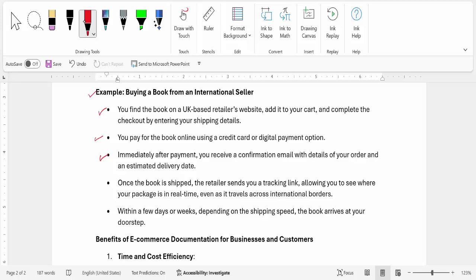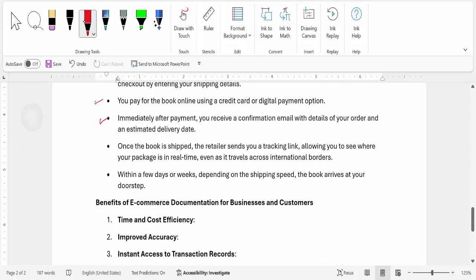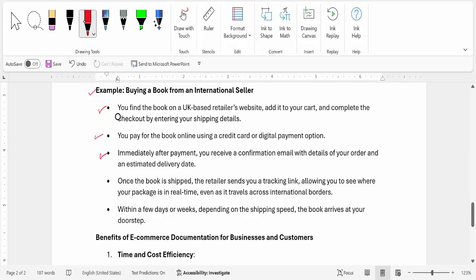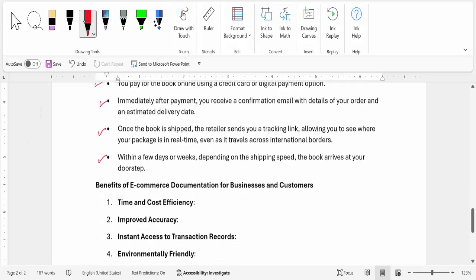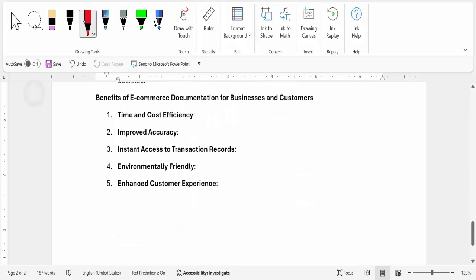Immediately after payment, you receive a confirmation email with details of your order and an estimated delivery date. Once the book is shipped, the retailer sends you a tracking link, allowing you to see where your package is in real time, even as it travels across international borders. Within a few days or weeks, depending on the shipping speed, the book arrives at your doorstep. This entire process, finding the item, ordering it, paying, and tracking it, takes just minutes and requires no physical paperwork. E-commerce has made it as easy to buy something from another country as it is to shop at a local store.